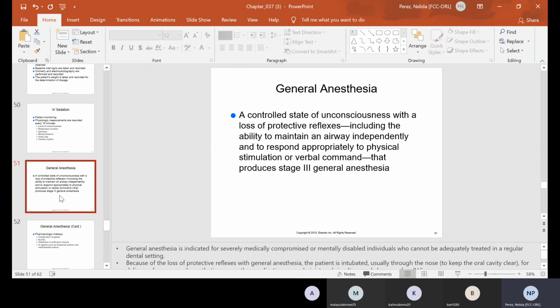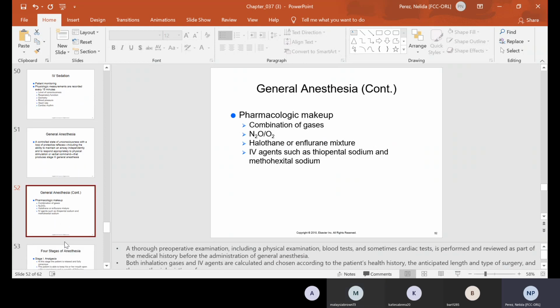Now, general, that's another one that's usually done in the hospital. So if your doctor is a traveling doctor and he goes to the hospital, then you will go to the hospital with him to assist him. But in the hospital, they will have an anesthesiologist there. So a controlled state of unconsciousness with a loss of protective reflexes, including the ability to maintain an airway independently and to respond appropriately to physical stimulation or verbal command, that produces stage 3 general anesthesia.